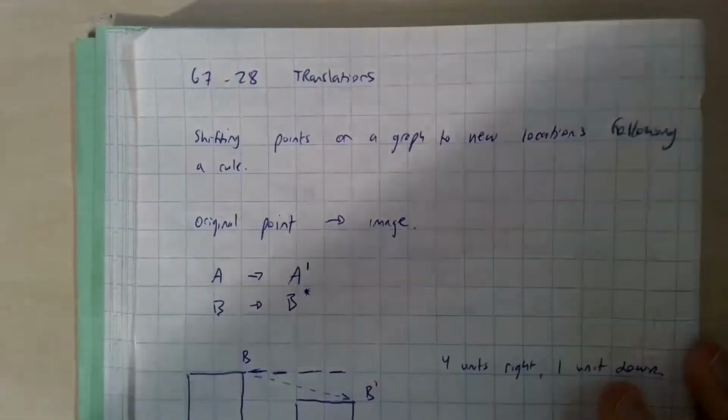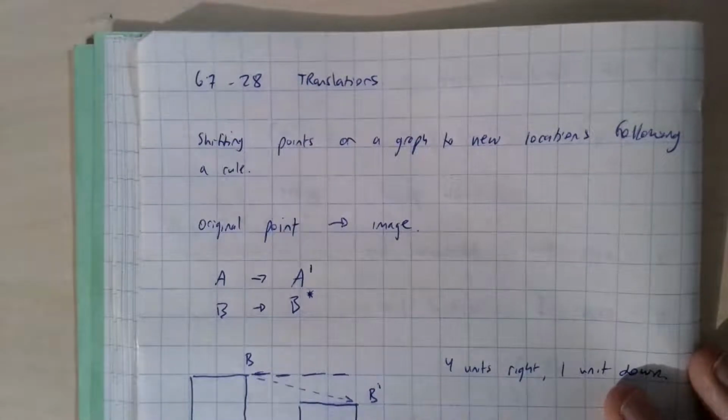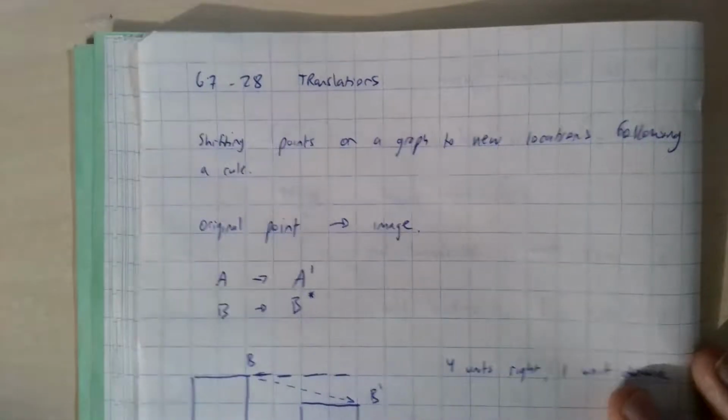And then our last page that we'll be covering is going to be on the topic of translations. Translations is when we shift points across a graph, and we find new locations. But when we do this, we want to have a rule that's set up, so we don't just do it randomly. We want to understand how we move from one to the next.